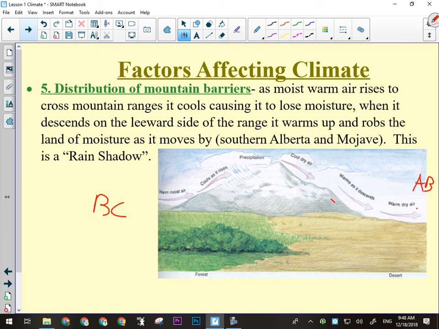Okay, all right, everyone kind of follow the rain shadow effect? Because that's an important one for our climate. So we need to be familiar for sure with that one.